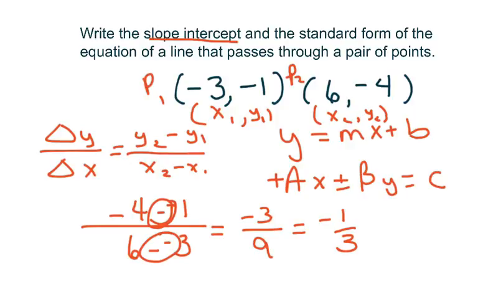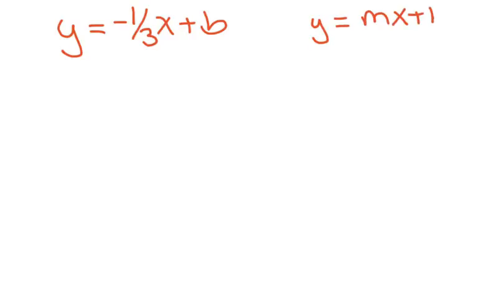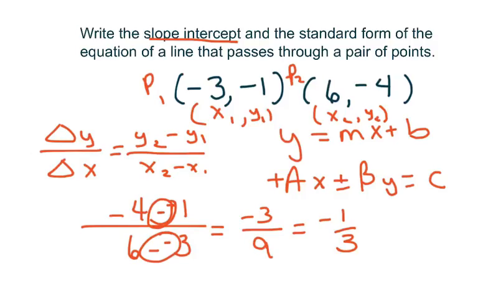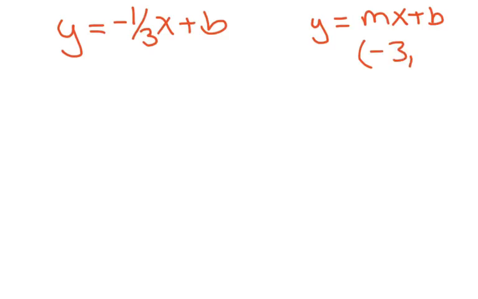I'm going to use point 1 as well, negative 3, negative 1. So I have y equals negative 1/3 x plus b. I'm using y equals mx plus b. Now what I'm going to do is use the point. I can use either point, both will work. But since my point 1 is smaller, I'm going to use negative 3, negative 1. And to find b, I'm going to plug in my x and my y and solve for b.